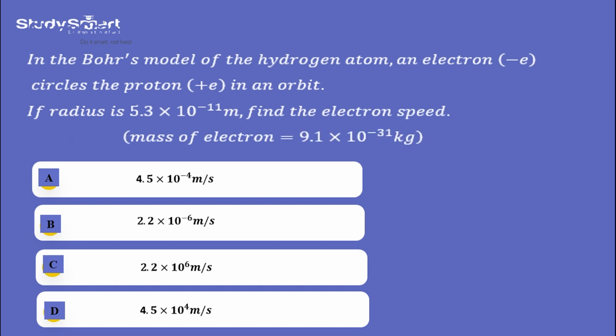Now, the second question here says we should find the electron speed. We are asked to find the electron speed. You know, in an atom, an electron is not a stationary particle.